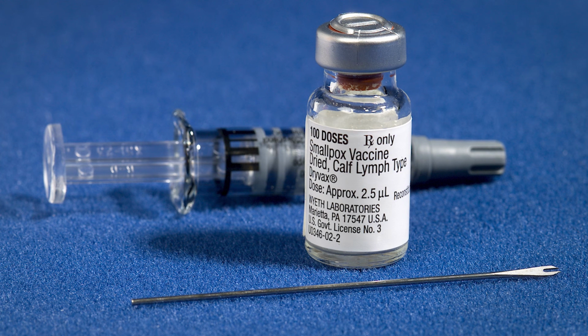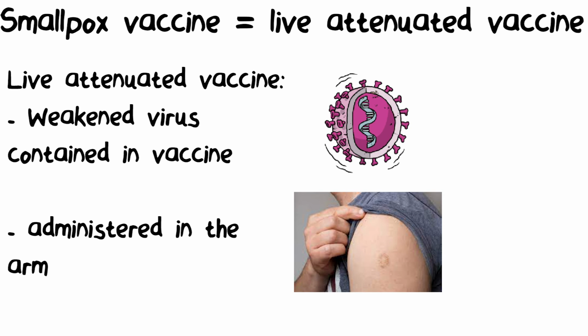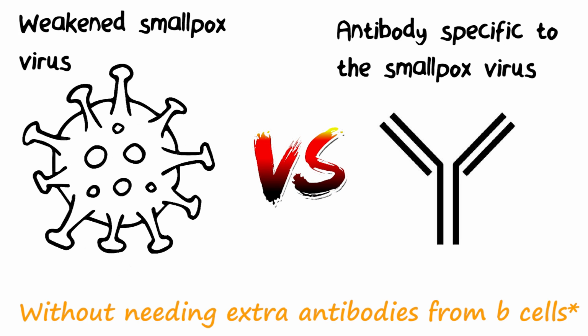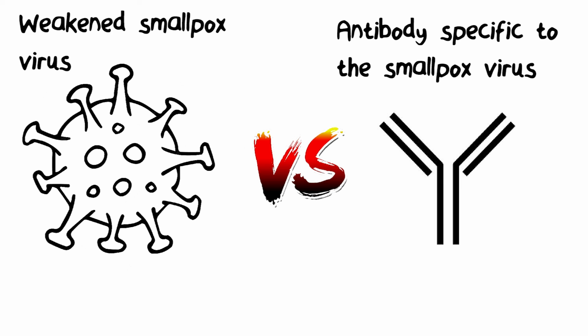An example of a vaccine would be the smallpox vaccine, which classifies as a live attenuated vaccine. This vaccine uses a weakened version of the virus and is administered in the arm. Since the virus is weakened, the body can defend itself easily, without needing antibodies. This allows it to get the antigen for the virus, which eventually leads to the memory B cells producing antibodies against the virus in a few days for immunity.